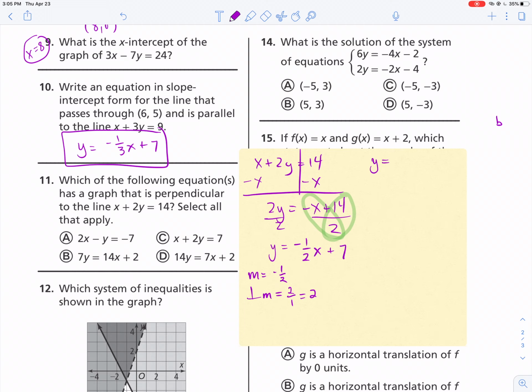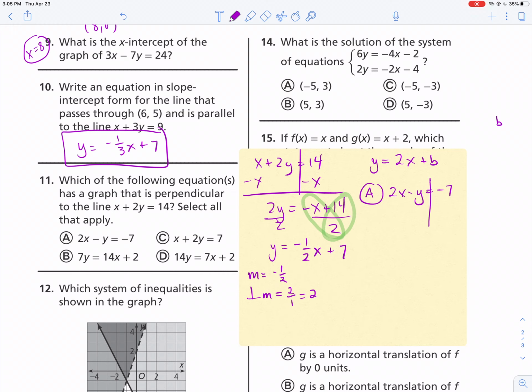So if it was in this form, it'd be y equals 2x plus whatever our b is, but we don't know what that is. So we're going to use these cases and see if there's anything that has a slope of 2 for these situations that we have.